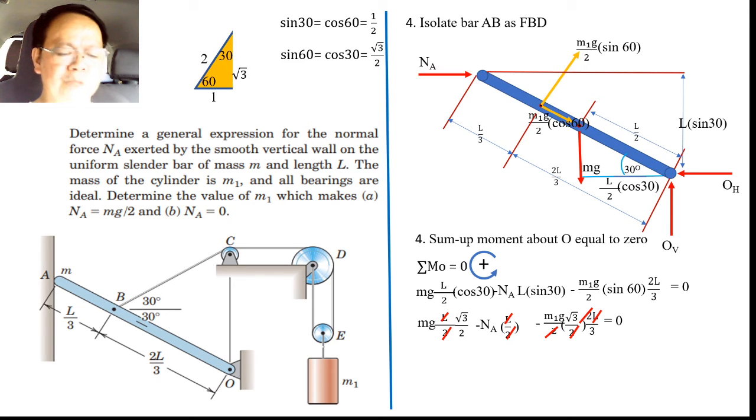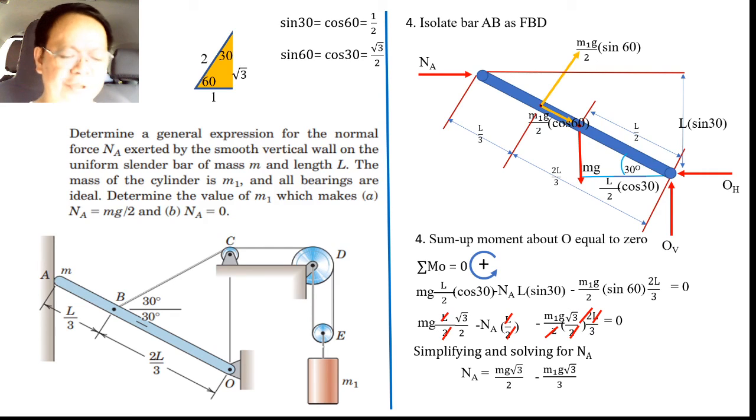So when we simplify the equation and solve for NA, we transpose this NA to the right hand side of the equation, and then we arrange, and that becomes NA equal to, what remains here is mg, the square root of 3 over 2. Whereas here, what remains is m1g times the square root of 3 over 3.